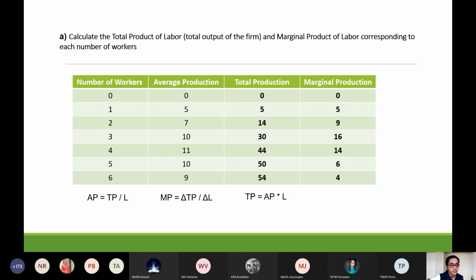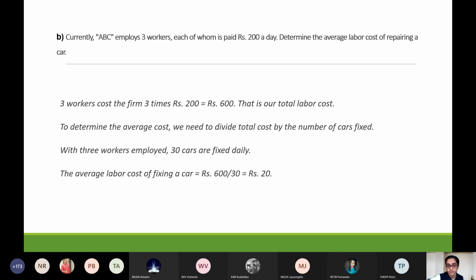As you can see, 3 is here and the total production is 30, right? So 3 workers cost the firm 3 times, right? If 3 workers work, they have to be paid 200 rupees per day, right? So 3 workers into 200 means total cost is 600. Okay, and total labor cost is going to be 600. So we are to determine the average labor cost per car.